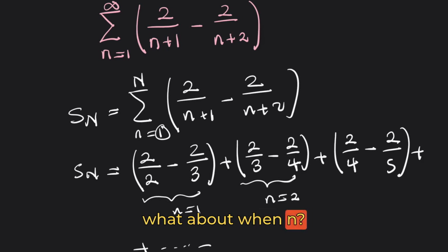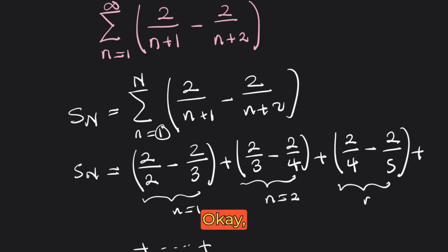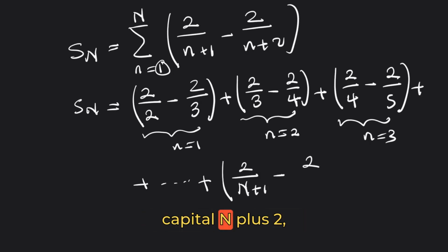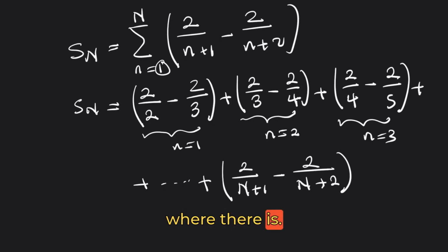Then what about when n is the capital N? We're going to have 2 divided by capital N plus 1, minus 2 divided by the same capital N plus 2. Okay? I just plug in where there is little n, I put capital N. Where n is equal to the bigger N.